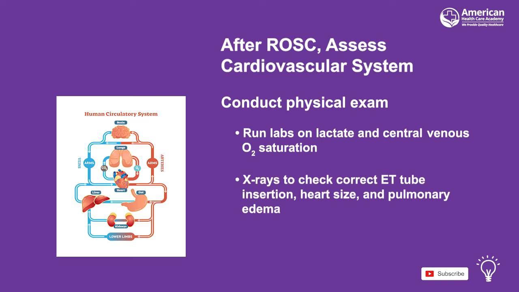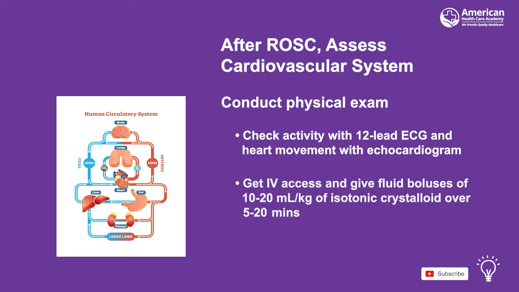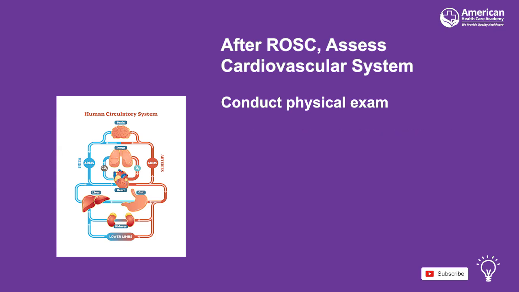Look at X-rays to check correct ET tube insertion, heart size, and pulmonary edema. Check the child's heart activity with a 12-lead ECG and heart movement with an echocardiogram. Get vascular access and give fluid boluses of 10 to 20 milliliters per kilogram of isotonic crystalloid over 5 to 20 minutes. Administer blood if necessary and maintain fluids.